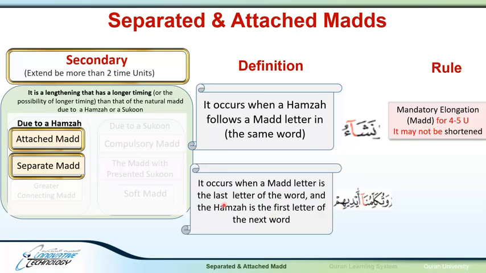The separated mad example is "tukallimuna aydihim". It occurs when the mad letter is the last letter of the word, as in the word "tukallimuna", and the hamza is the first letter of the following word. The hamza is the first letter of "aydihim". And the tajweed rule is to allow optional elongation for 4 units, and it's optional for the reciter to lengthen it or shorten it.